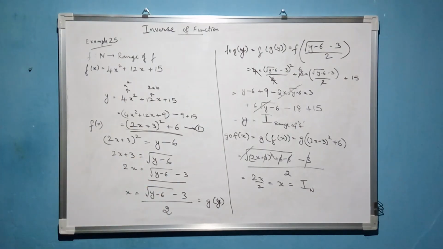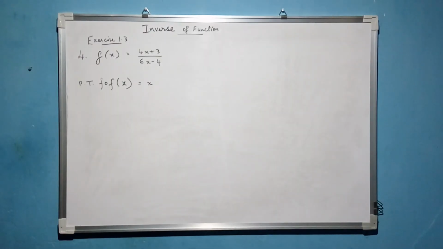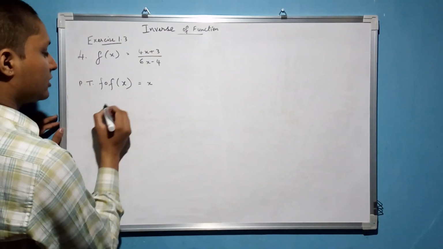Now we'll move on to the fourth question of the exercise 1.3. Now we have the fourth question, that is the function given is f of x is equal to 4x plus 3 divided by 6x minus 4. It is asked to prove that f dot f of x is equal to x for all x that is not equal to 2 by 3. So it is also asked to find the inverse of f of x. Right? So this is the first part. This is f dot f.